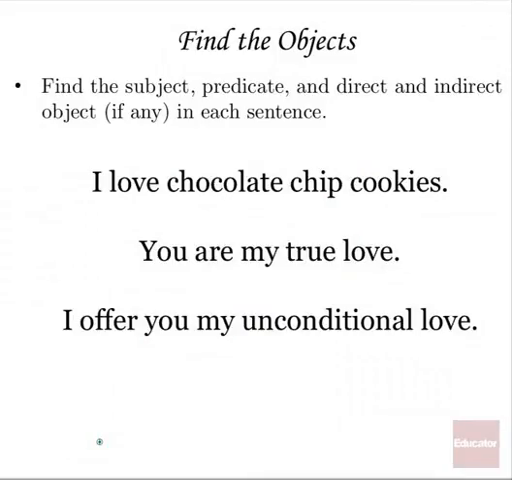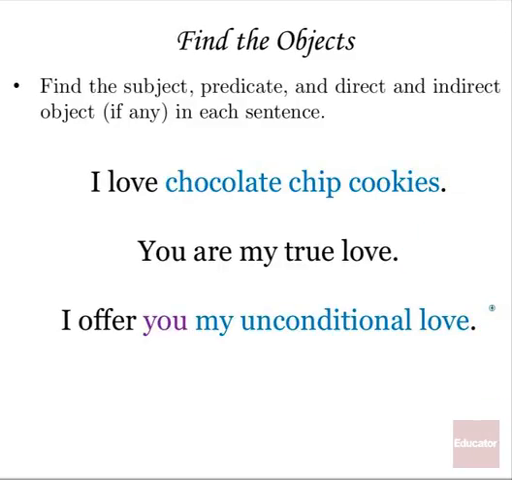See if you can find the subject, predicate, and direct and indirect object, if any, in each of these sentences. I love chocolate chip cookies. You are my true love. I offer you my unconditional love. Take a good look. Pause the video if you need to.